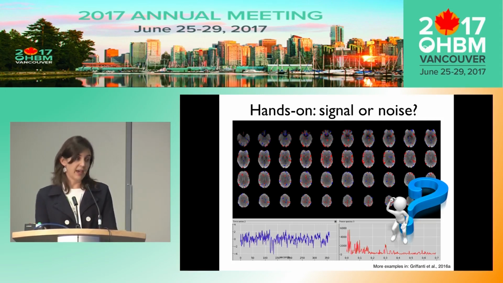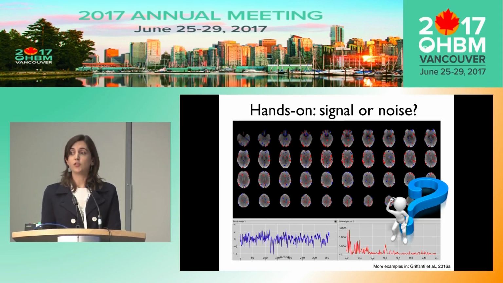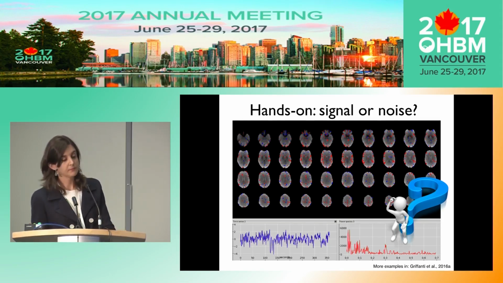So as Molly was saying before, we don't want to throw away signal. So the rule of thumb is, unless we are sure that this is noise, we would keep this in the data. But still, it's unknown. It's a mix, probably, of signal and noise. But the take-home message is, if you're not sure, don't throw it away.